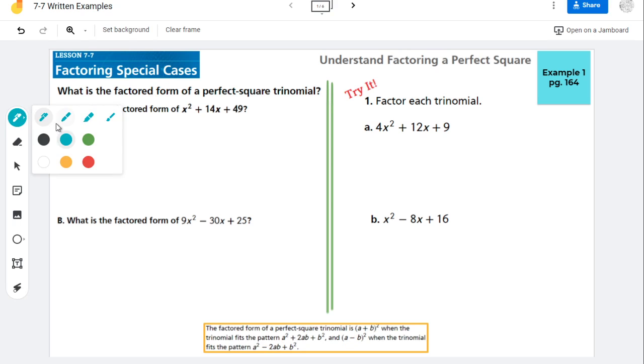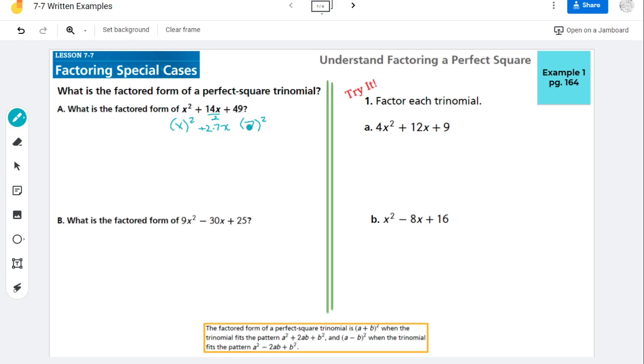So I always check first to see if I have a perfect square trinomial. So I'm going to start by showing you how to check. Now remember, the first thing that we look for is we make sure that the first term and the last term are perfect squares. So x squared is x squared. And 49 is 7 squared. So now this 14x, I'm going to go ahead and divide it by 2. And when I do that, I get 7x.